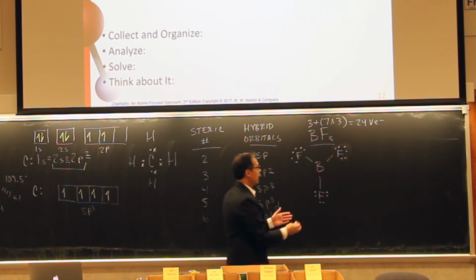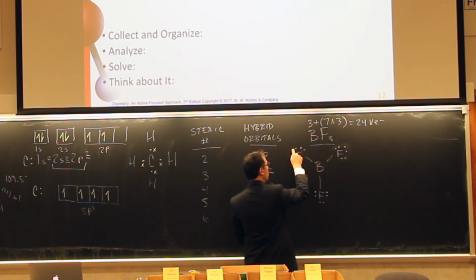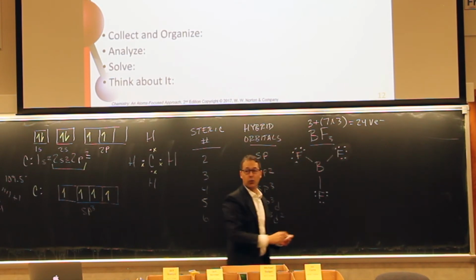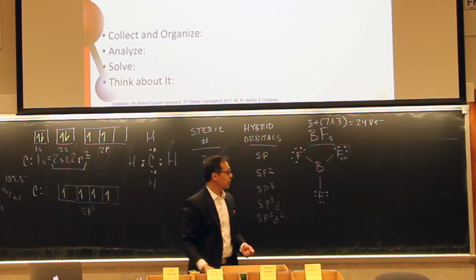Yep, add all the electrons up, see if they match. So I've got 2, 4, 6, 8, 10, 12, 14, 16, 18, 20, 22, 24. I've got 24 electrons. We're good, right? Okay, so we've satisfied that.